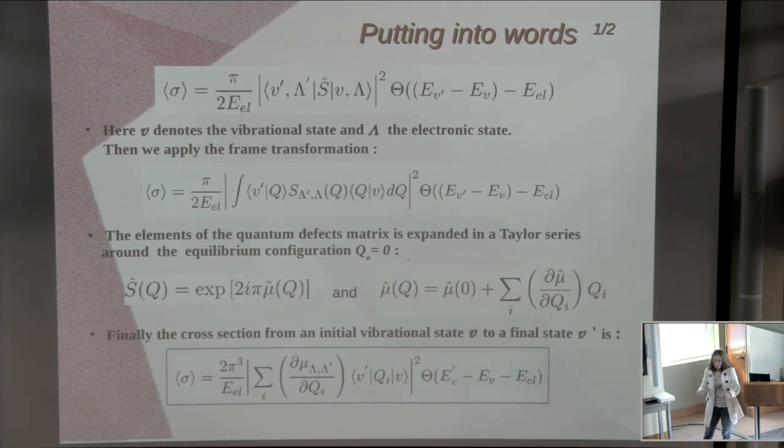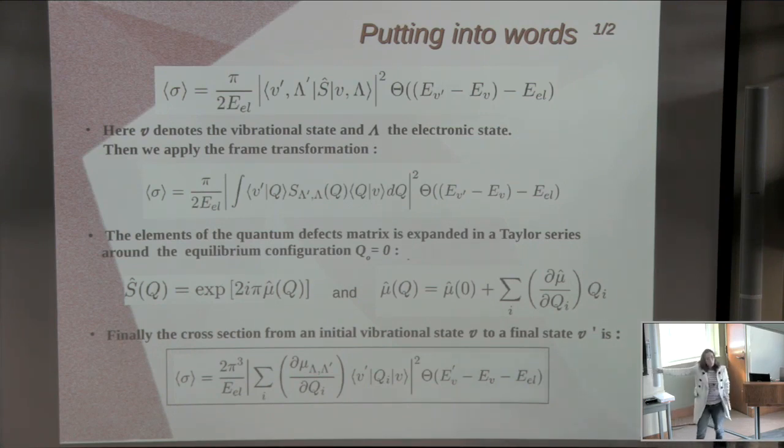We take the scattering matrix calculated for fixed positions of the nuclei in the normal modes. Then the next step is to do a Taylor expansion of the scattering matrix, expressing the phase shift in terms of the quantum defect, and also doing a Taylor expansion of the quantum defect, and getting to the second analytical formula here.